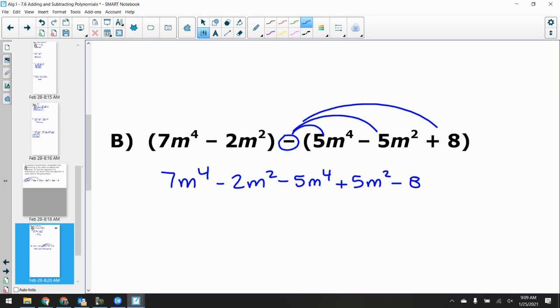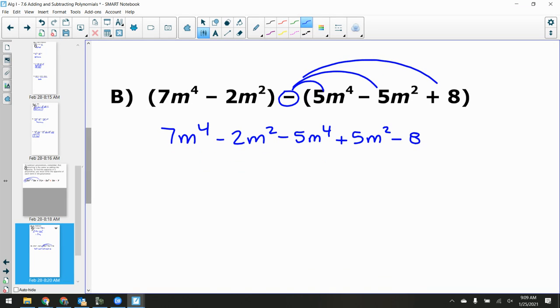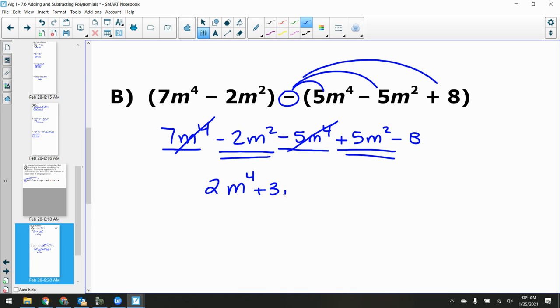Parentheses go away, and now I combine like terms. This is just m's, so it should be in standard form. Got an m to the fourth and an m to the fourth here. 7 and a negative 5 make a positive 2m to the fourth. Negative 2m squared and a positive 5m squared make a positive 3m squared. And then bring down our minus 8.